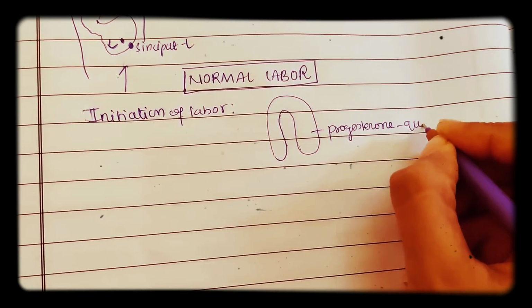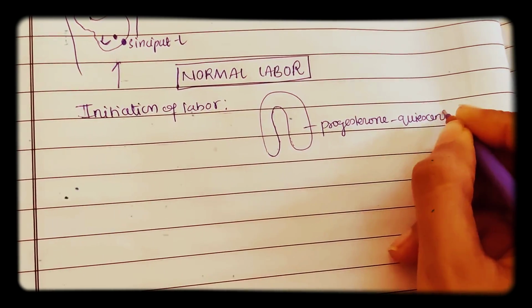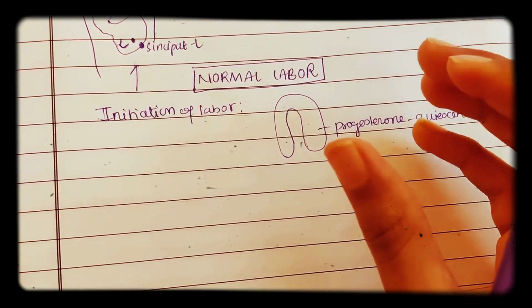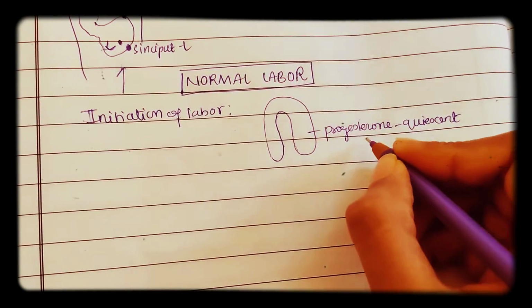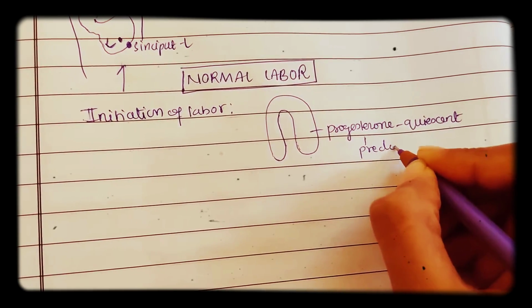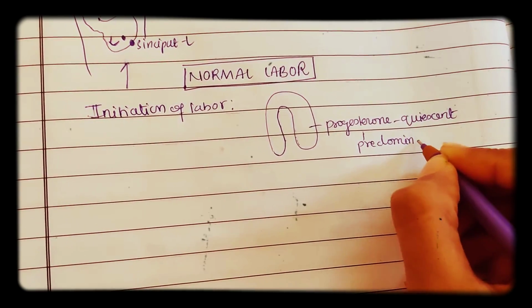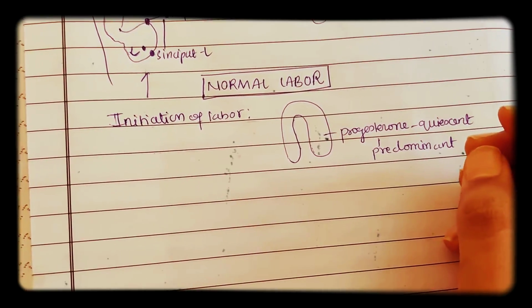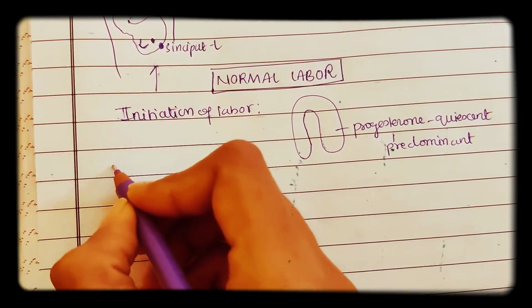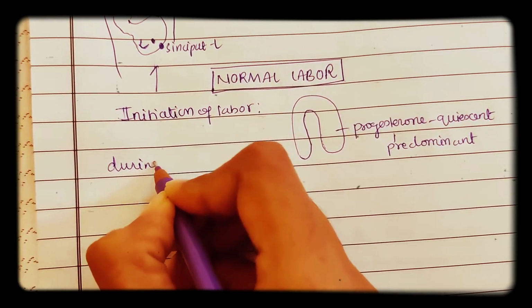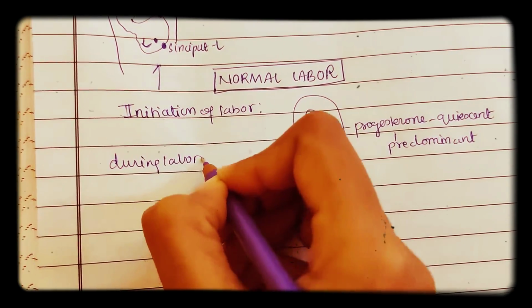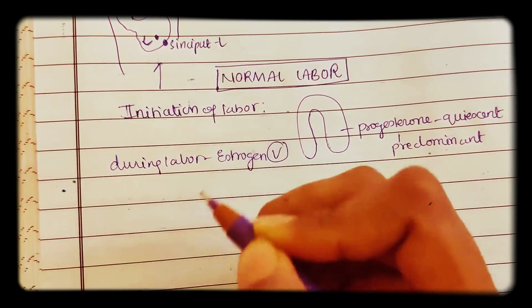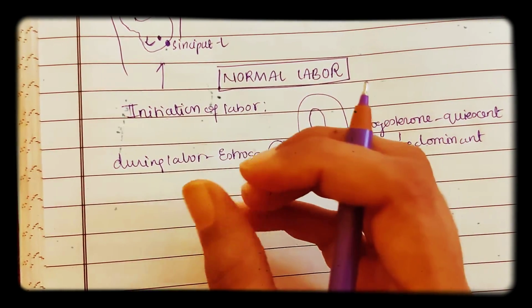Why quiescent? Because during pregnancy it should not have any labor procedure like contractions, right? So pregnancy is a progesterone predominant condition, a very important point. Pregnancy is progesterone predominant. During labor, estrogen is predominant. Estrogen is the main hormone useful for labor.